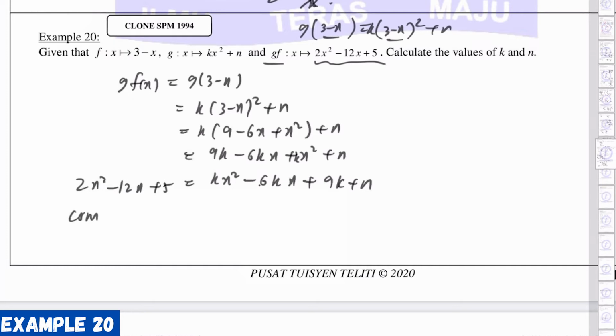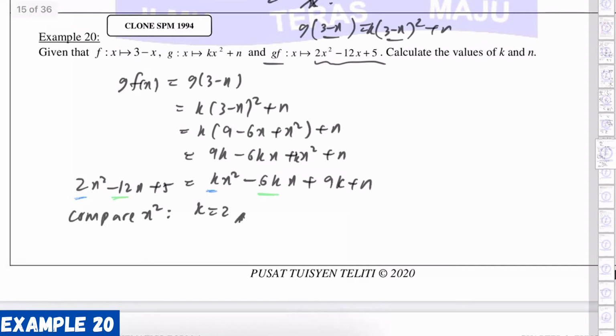Okay, by comparing. Now which one can I compare? We can compare x squared. The number in front of x squared here is k. This is also k. So my k is what? My k is 2. Now no point comparing the second one, because if you compare the second one, what will you get? I will get k equals 2 again, because I already have k.